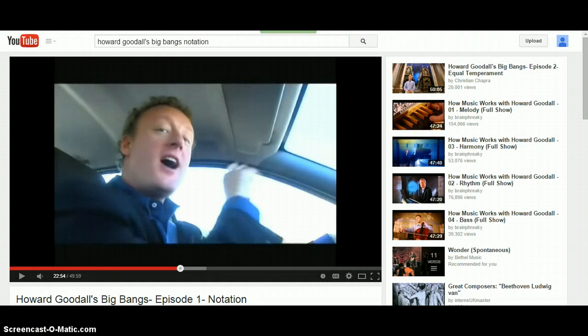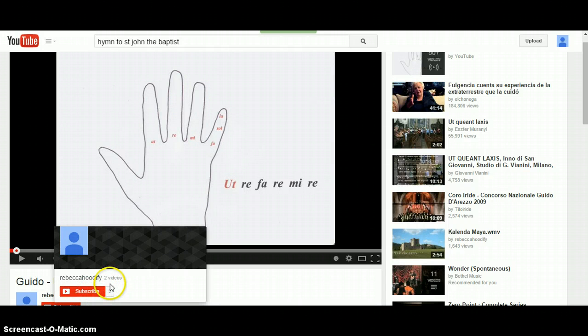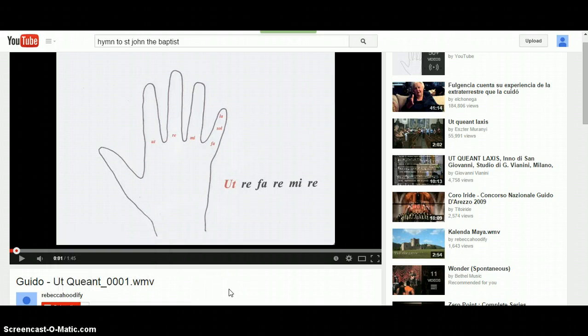Okay, then we are going to skip over here, and we're going to listen to the hymn that Guido invented to, well, actually, he didn't invent the hymn. He used the lyrics from the hymn with his own melody to help teach his students how to sight sing. So we're going to listen to this. This one is put on by a person with a screen name here, Rebecca Hoodify. So feel free to go in and type this information in and you'll find her video. So we're going to listen to this for a minute.